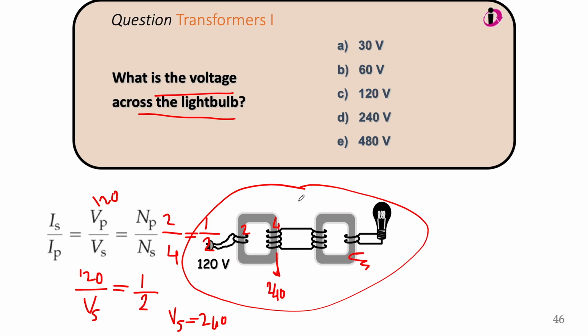Now look at this part. This part is not a transformer, it's a connected wire. So whatever voltage is here is going to be the same voltage here. So this is 240 as well. Now this is stepping from 4 to 2, which is the inverse of the previous one. So it's going to go from 240 to half of it, 120. So the answer is 120.